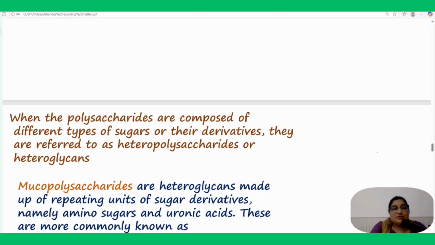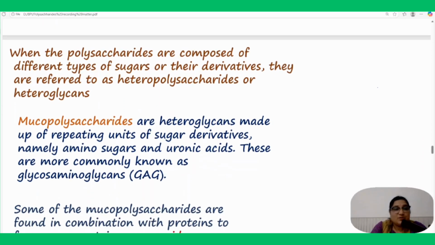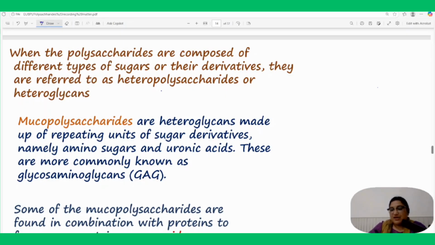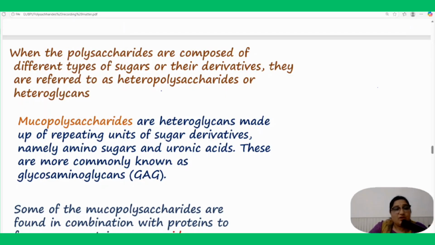तो चलिए बात करते हैं कि हेटेरोपॉलीसेकेराइड्स होते क्या हैं. So till now we have already covered the homopolysaccharides. You can see there is a video already uploaded. So when these polysaccharides are composed of different types of sugars or their derivatives, we say that they are heteropolysaccharides, and heteropolysaccharides are also referred to as heteroglycans.